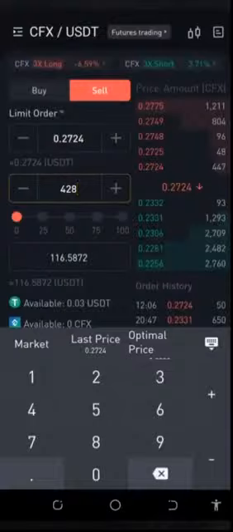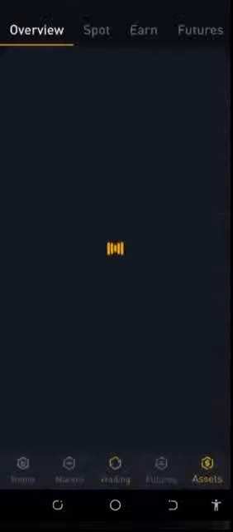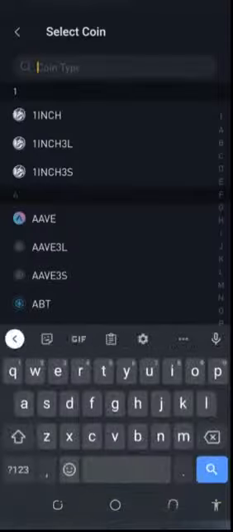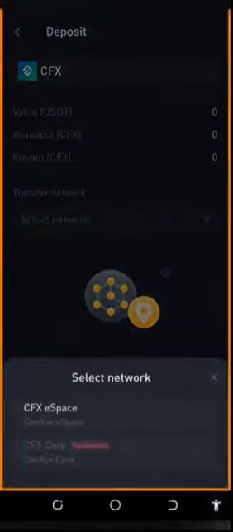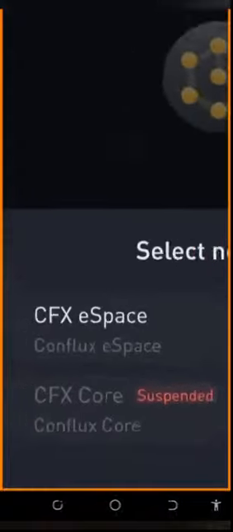But first off, we need to check also the network, the deposit networks, the withdrawal networks, and all of those. So now, since we're here on Arbitrage, let us check the deposit network. Let's see what it is to deposit CFX. Yes, CFX. All right, so I'm just going to click on that. Okay, what are we seeing here? We're seeing Conflux eSpace. We're seeing Conflux Core. Conflux Core is suspended while Conflux eSpace is available.